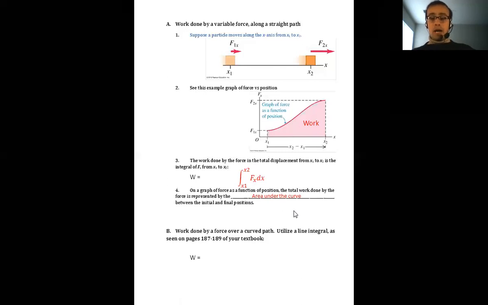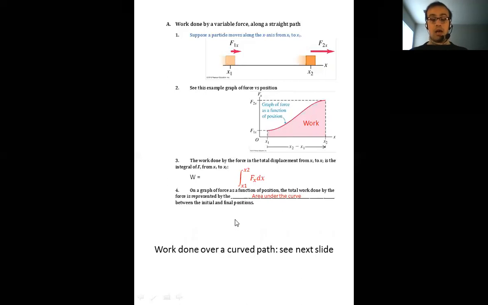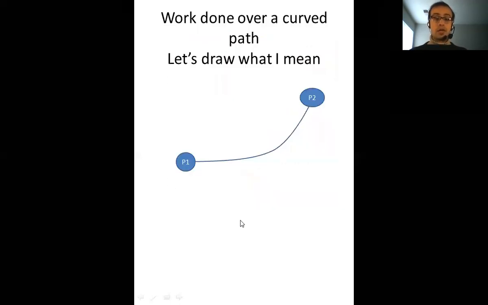Now, for the most part, in this course, we're just going to be assuming that everything is moving in a straight line. But what happens if things move in a curved line? We then need to use something called a line integral, which is explained on pages 185 to 187 of your textbook. And again, this is a misprint. Just to show you how that looks, I'm going to show you the next slide.